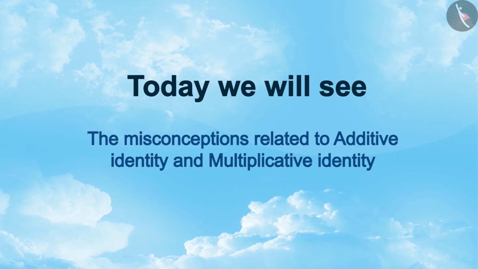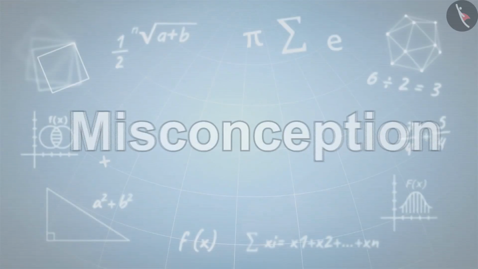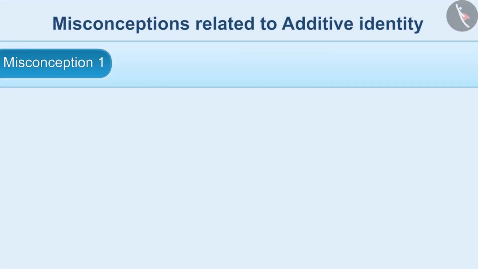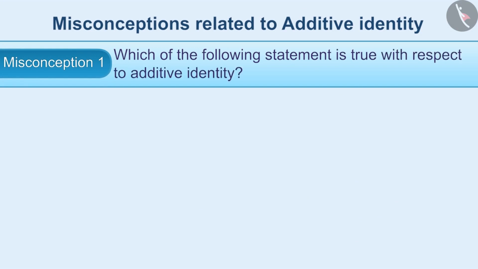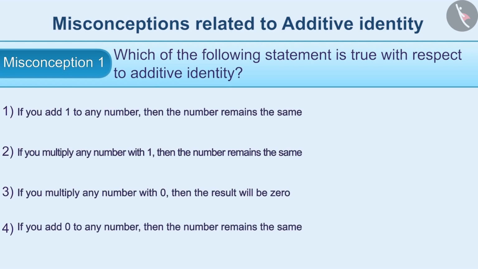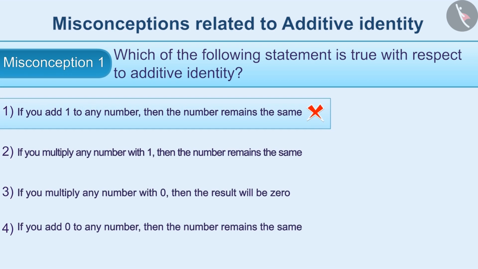Today we'll see some misconceptions related to additive identity and multiplicative identity. Misconception 1. Which of the following statements is true with respect to additive identity? If you add 1 to any number, then the number remains the same. It is a misunderstanding. When 1 is added to a number, its value increases. Therefore, option 1 is an incorrect answer.